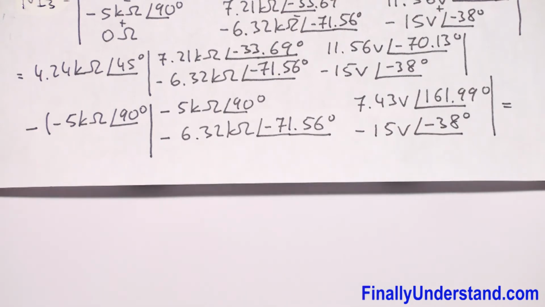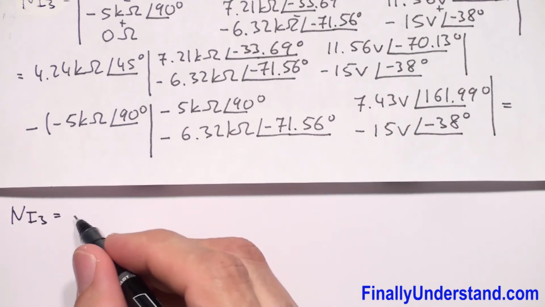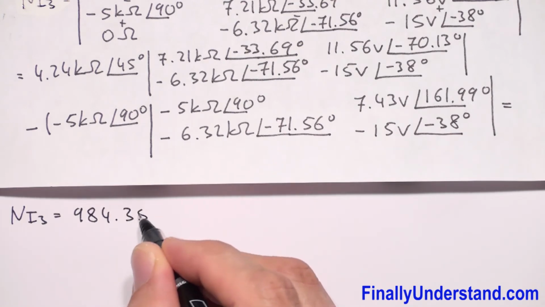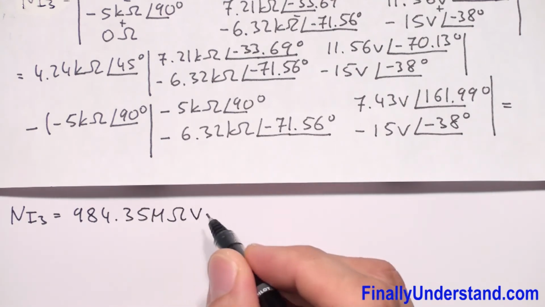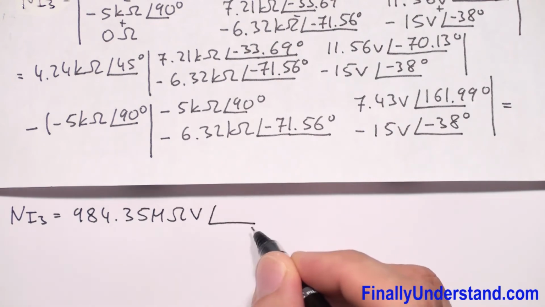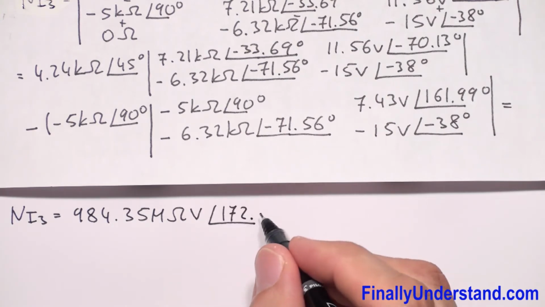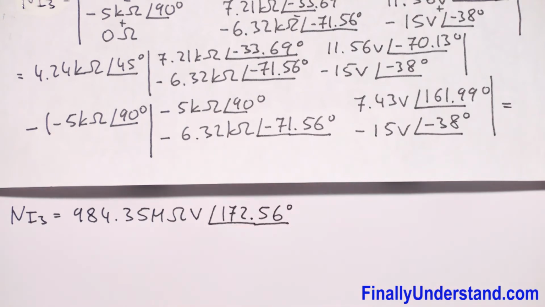So I have NI3 is equal 984.35 mega ohm volt and angle of 172.56 degrees. So we found the numbers and I1 and I2 and I3, so we can find the loop currents.